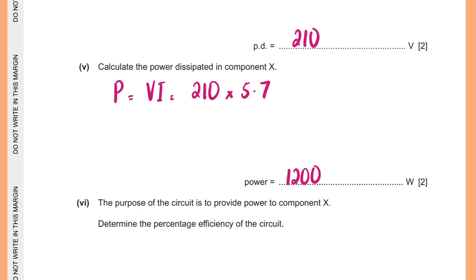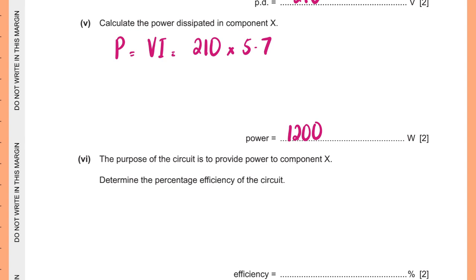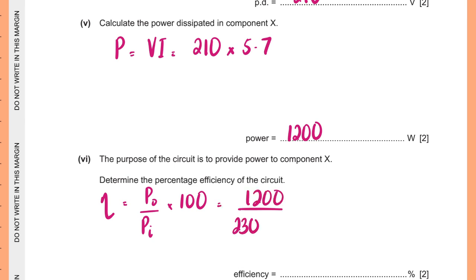The purpose of this circuit is to provide power to component X, determine the percentage efficiency of the circuit. So we know the input power is basically going to be the power supplied by the battery. So it's power output over power input times 100, because it's clearly asking for percentage efficiency. So output is 1200. Input is 230, the input voltage, times current supplied, which was 7, right? So 1200 over 230 times 7 multiplied by 100. So this turns out to be approximately 75%.